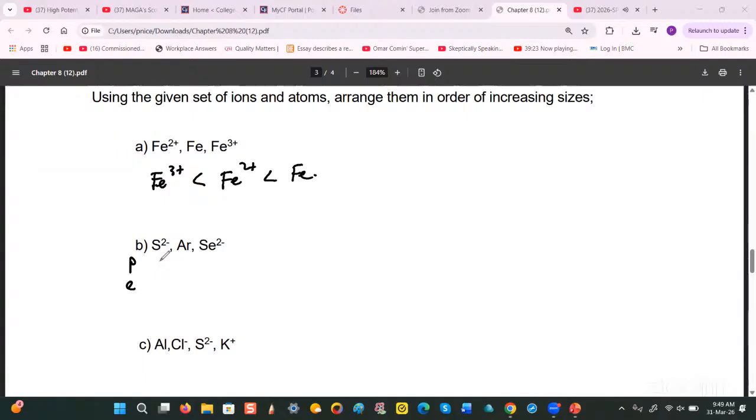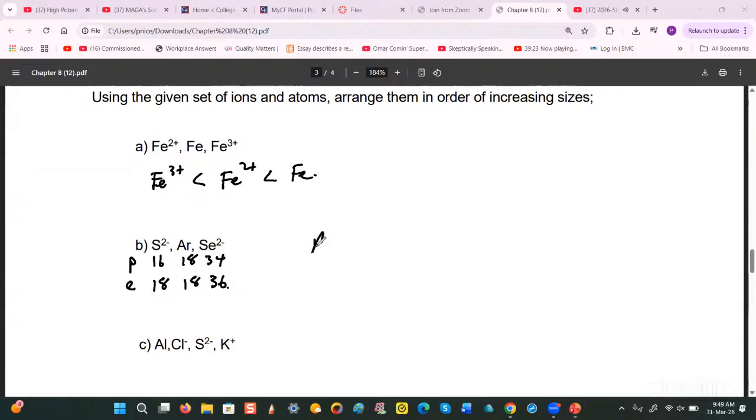So in the case of the sulfide, the atomic number is 16. In the case of the argon, the atomic number is 18. And in the case of selenide, the atomic number is 34. And then for the number of electrons, that would be 18 for sulfur, 18 for argon, and 36 for the selenide. Okay, so based on what we have here, which would be the smallest in terms of size?